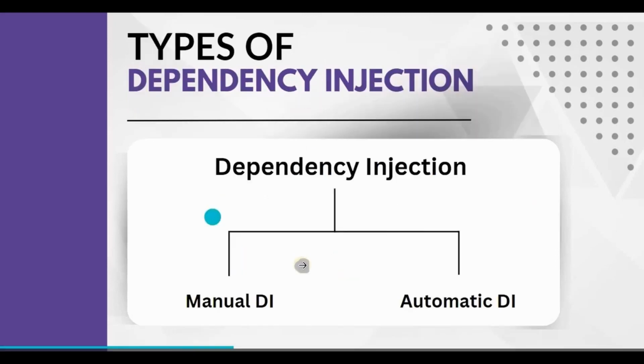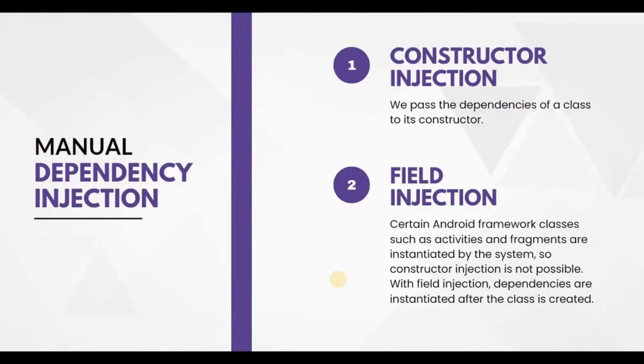Got it? Now next, in dependency injection, we have two types. Manual dependency injection, DI means dependency injection, okay? And automatic DI. Let's have a detailed look at them. So in manual DI, we create the object manually without using any external resource. Although it is not recommended to use manual DI because we have a better and advanced option available, that is automatic DI, which we will see in upcoming slides. But first, let's see what are the types of manual DI.